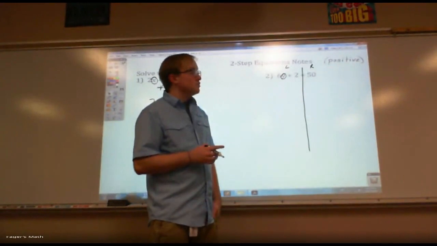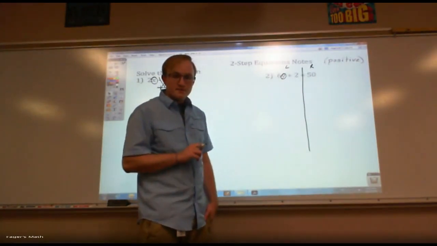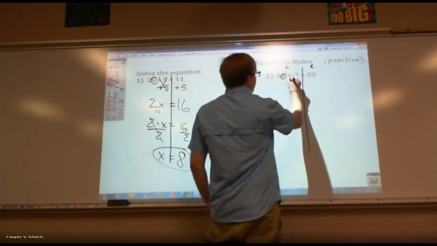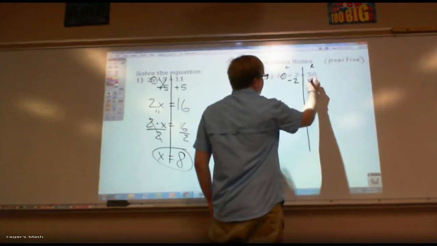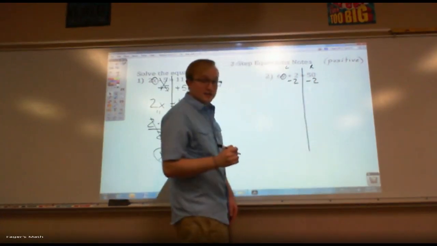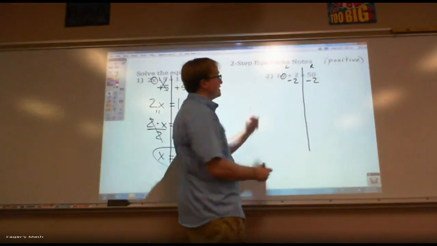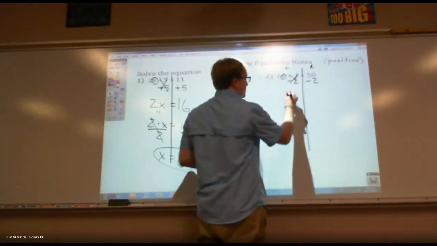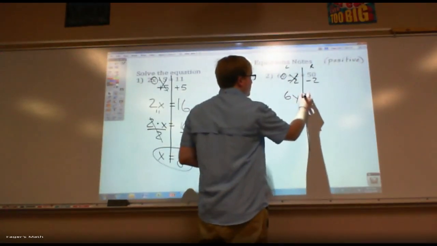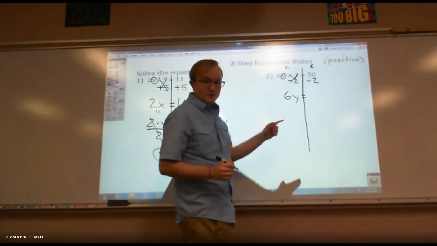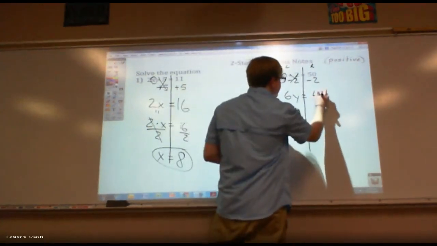So plus 2, how do I get rid of plus 2? Minus 2. Remember, we're talking about the opposite. So we're going to subtract 2 from both sides. And on the left side, that 2 goes bye-bye. So now, all I have left is 6y is equal to 50 minus 2, it's 48.